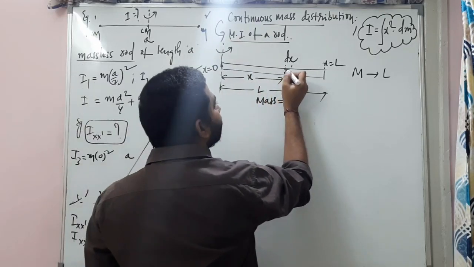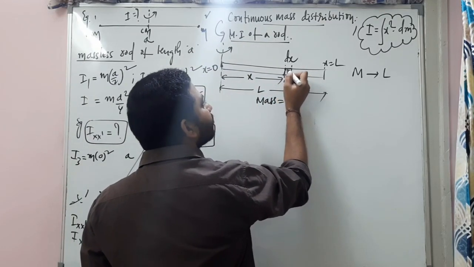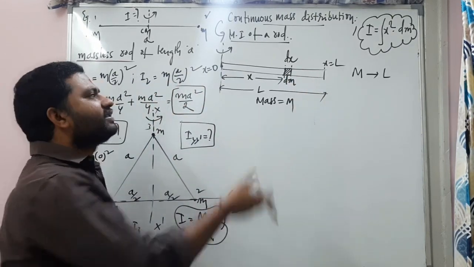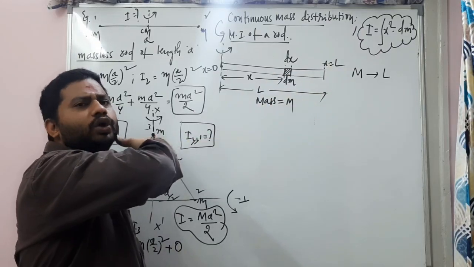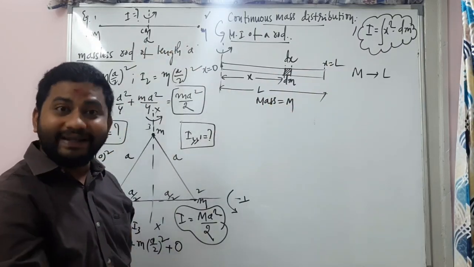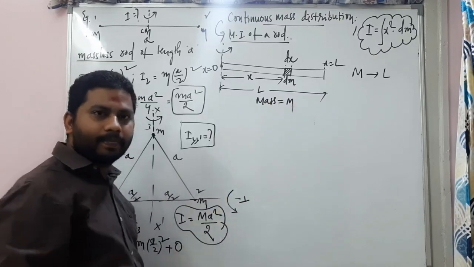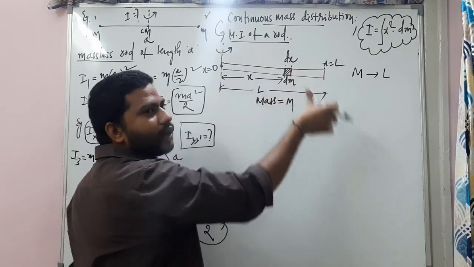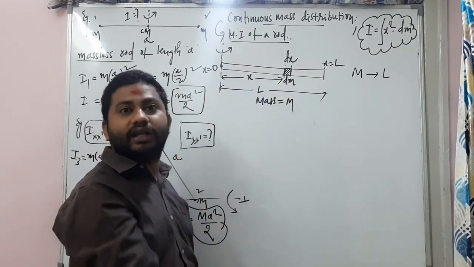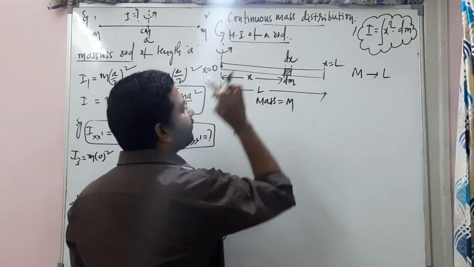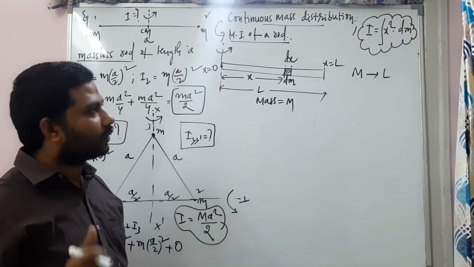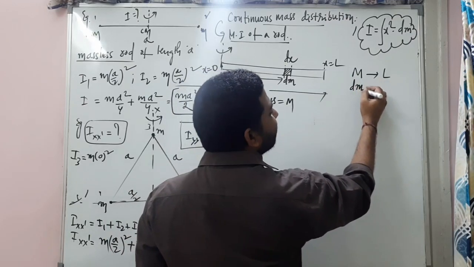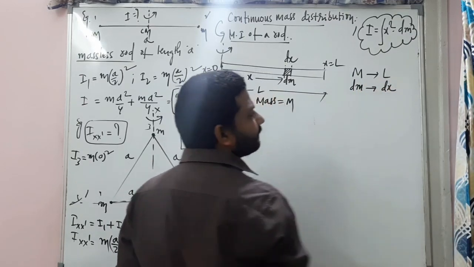This part, for your better understanding. Small mass element, small length element. Like that, several mass elements are there. All those small mass elements, if you integrate, you get m. Several dx elements will be there. All these dx elements, if you add and integrate, you get L, the length of the rod. Simple. For the total mass, length is L. For the small mass element, length is dx.